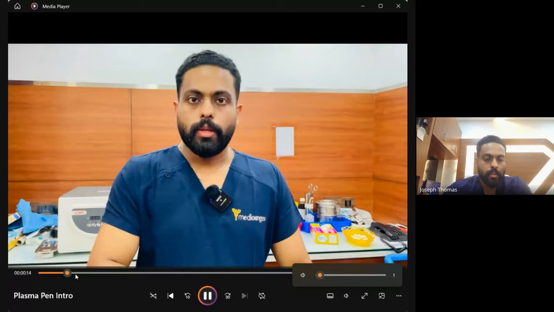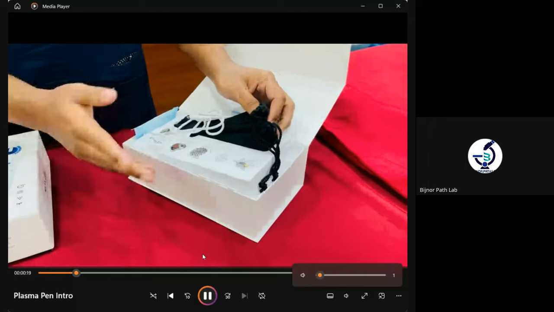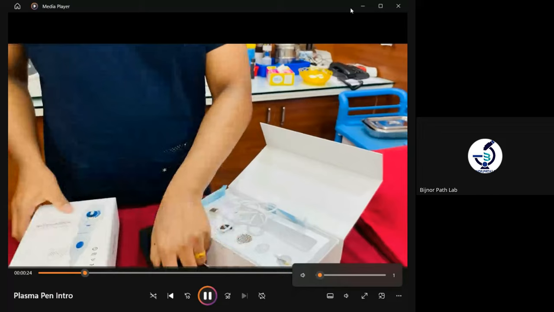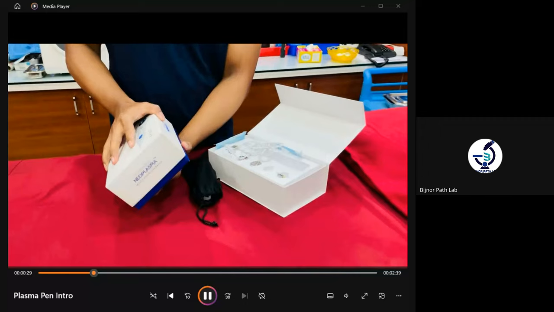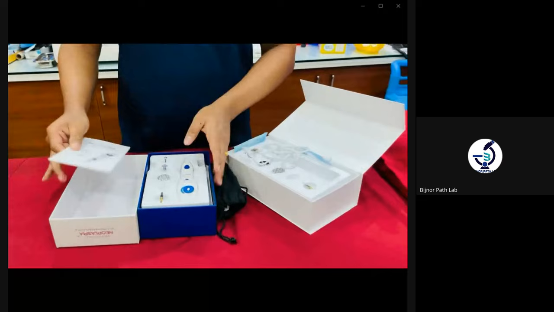So this is the plasma pen which I use, which I bought from abroad. The picture is not clear. So that is another plasma pen.